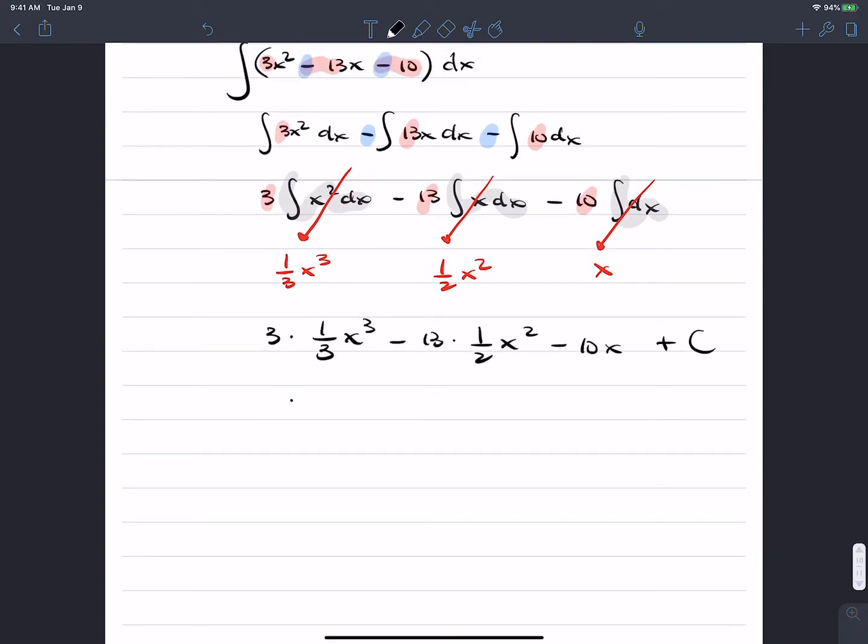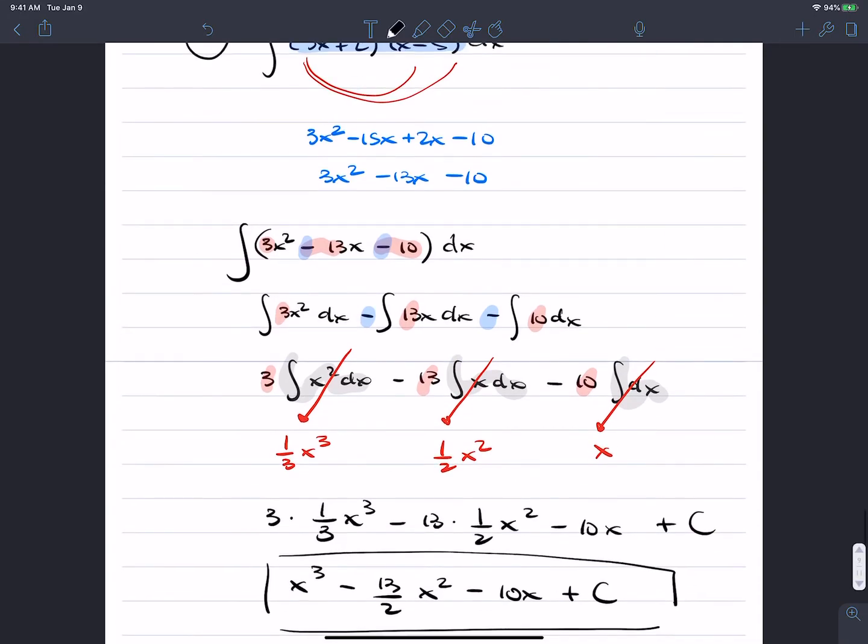So 3 times 1/3 is just going to be 1, so I get my x cubed minus 13 halves x squared minus 10x plus c. And there you go.